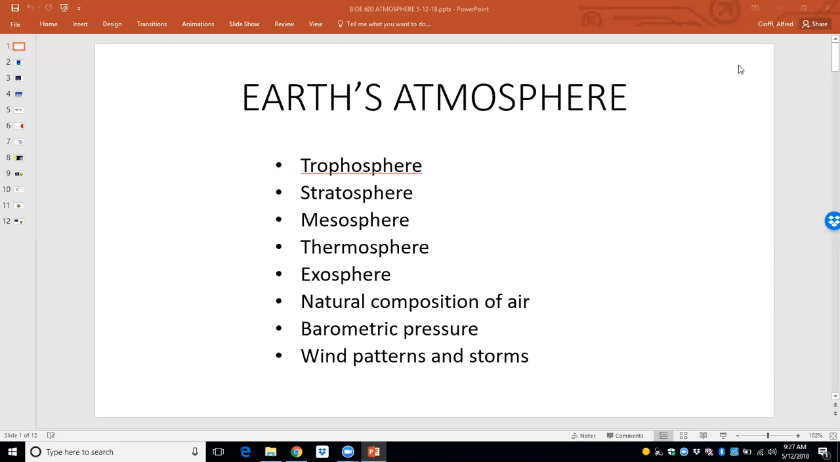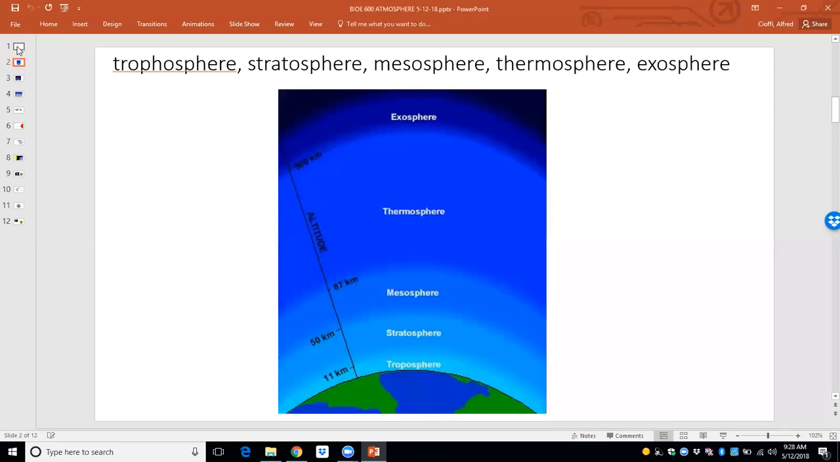So in addition to the layers, we're going to look at the composition of air, the physical and chemical composition of air, barometric pressure precisely, and then finally wind patterns and storms. How does climate and weather happen? So in a sense, it's a little bit of review of your high school earth science course, if you ever had one. But these are the layers.